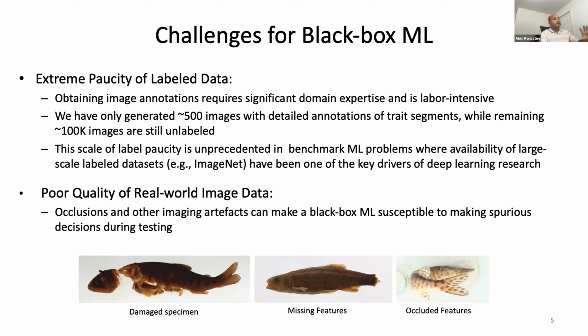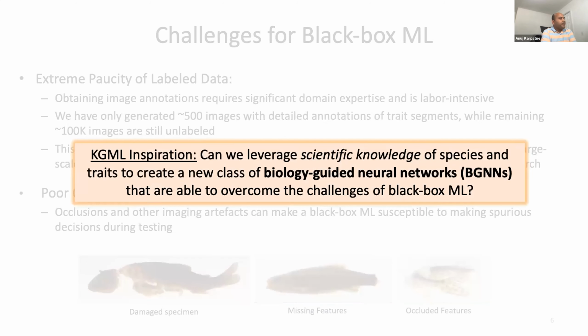So this is the basic context driving our research in the spirit of KGML research, which is how can we augment black box machine learning methods using scientific knowledge available in this particular domain in the form of phylogenies and ontologies. And this is what we are referring to as the family of biology guided neural networks, or BGNNs.